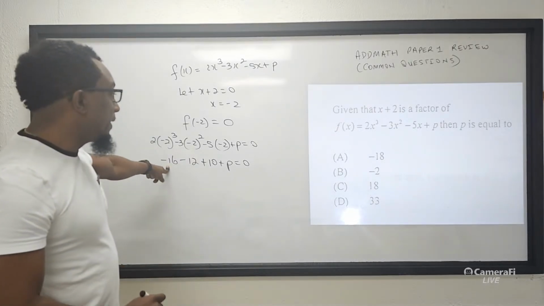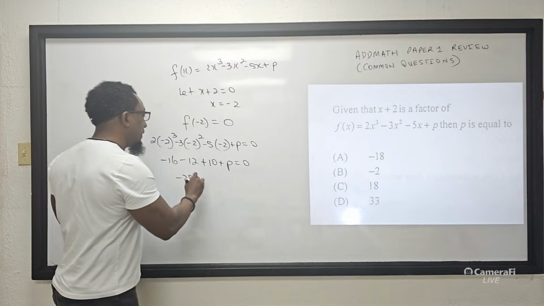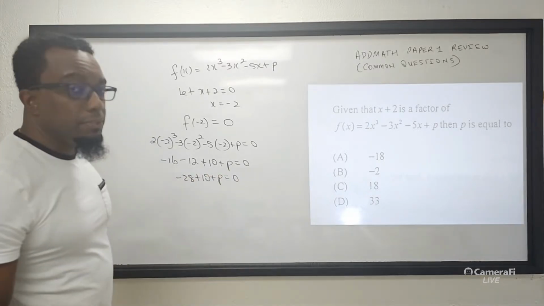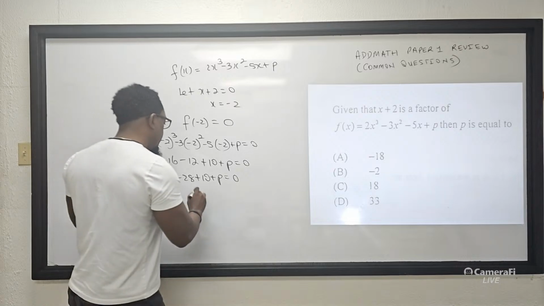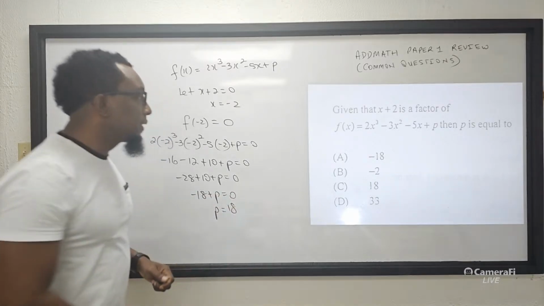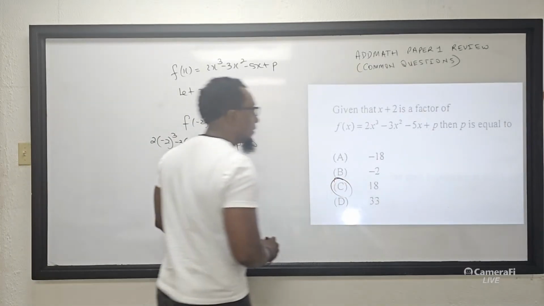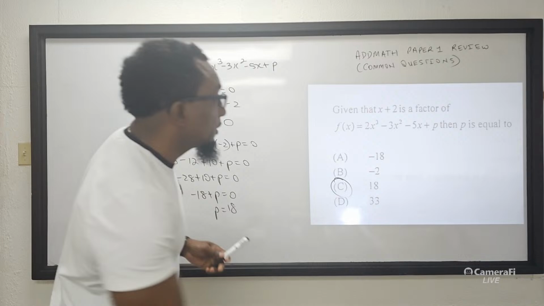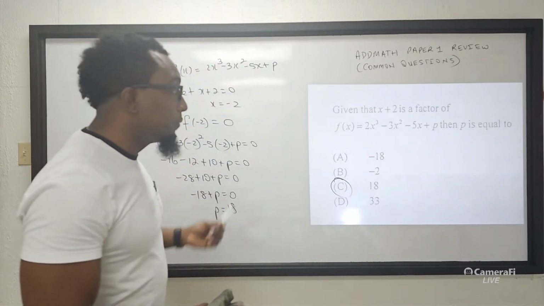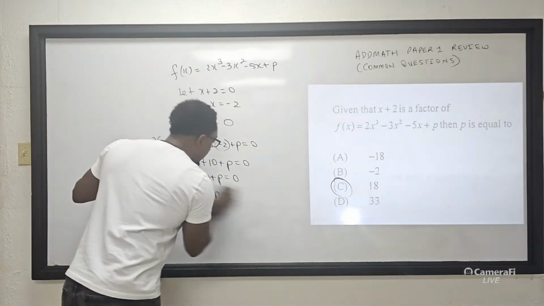So we're going to get here negative 16 subtract 12 will be negative 28, plus 10, plus p is equal to 0. We know negative 28 plus 10 will be negative 18, plus p is equal to 0. And therefore p is equal to positive 18, whose answer there is C. Alright, so we're showing that if we see these questions tomorrow, we can comfortably answer those questions and work towards getting that distinction in our Addmath. So let's move on to the next.